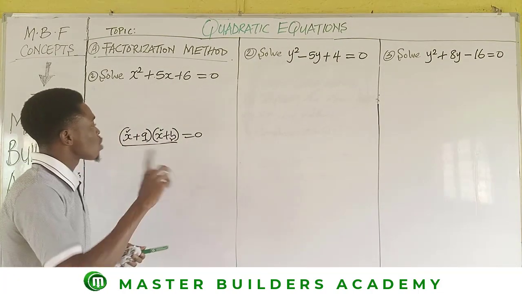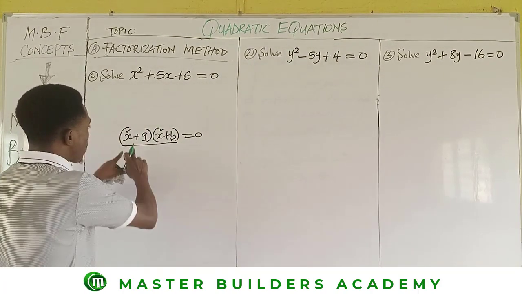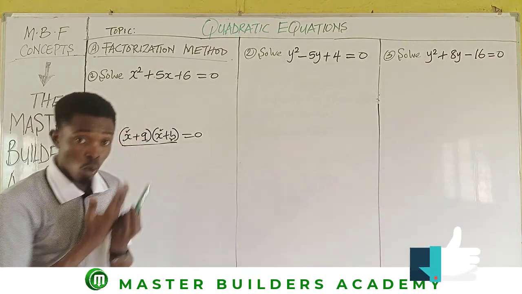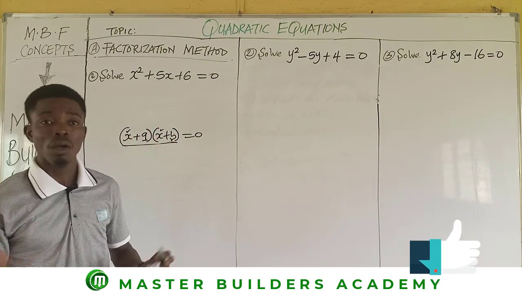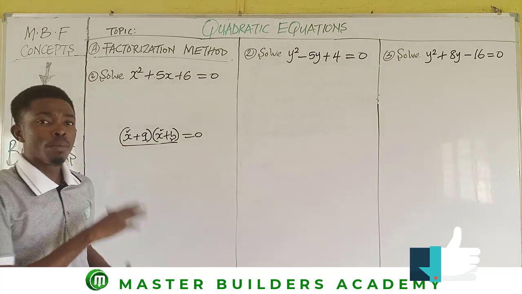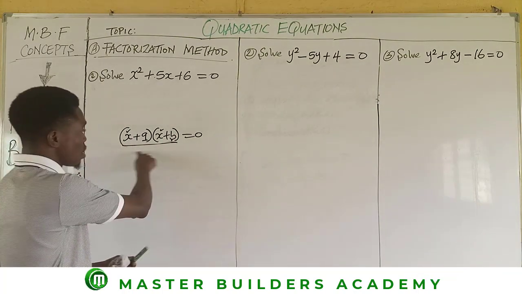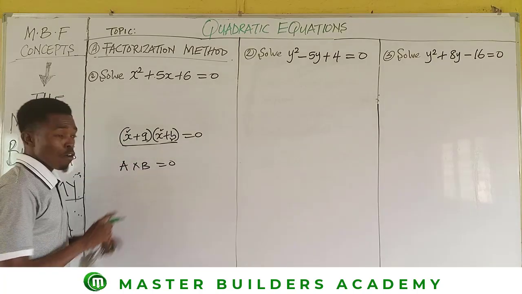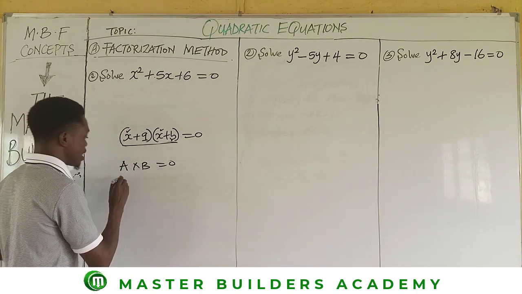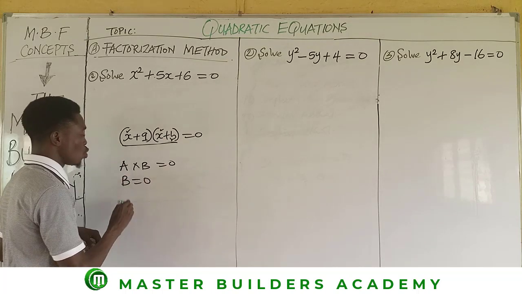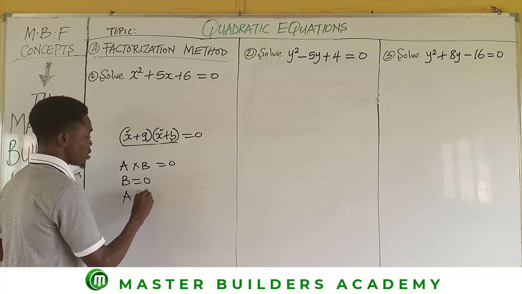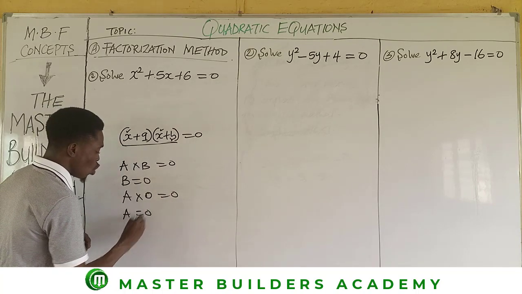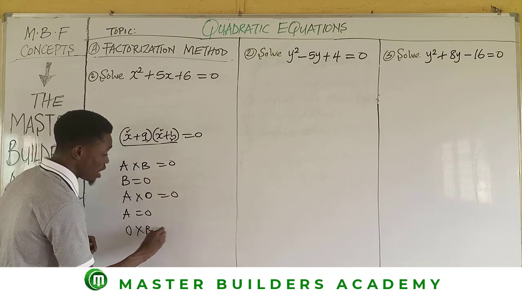Is that correct? Now, understand that mathematically, for the product of two functions to be 0, it is either the first one is 0 or the second one is 0. And this is the condition to which we will be solving problems when we get to this level. So, if a times b is equal to 0, for this equation to be true, it is either b is equal to 0 to have a times 0 equal to 0, or a is equal to 0 to have 0 times b equal to 0.